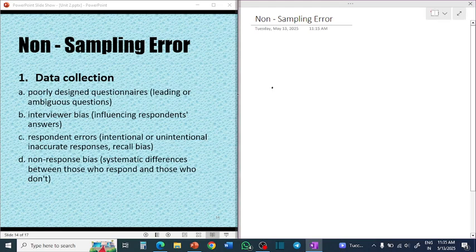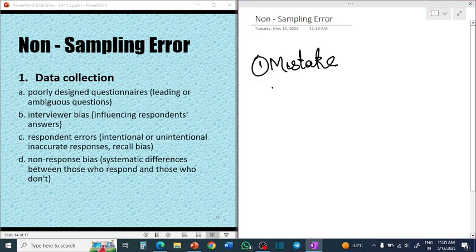Now we'll move on to the non-sampling error. So the non-sampling error is of specifically 4 types. Now we will study about the first type. First type is data collection. If we wrongly collect data, there is a mistake in the way in which we collect data.